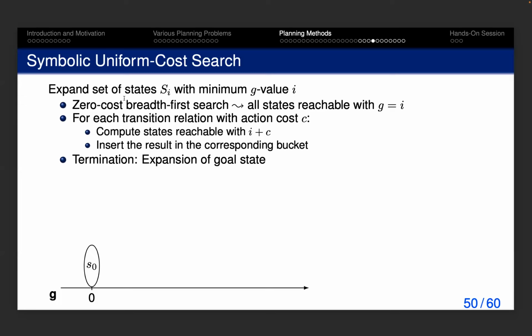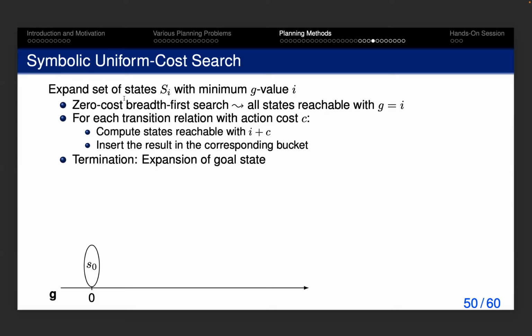The general idea is that we always have a set of states, Si, with the minimum G value. Like you would have in your normal heuristic explicit search with an open list, but instead of popping a single state with the smallest G value, you just take all of them. Then you do a zero cost breadth-first search. So if you have zero cost actions, you just apply all the zero cost actions and extend your set of reached states until you can't reach more.